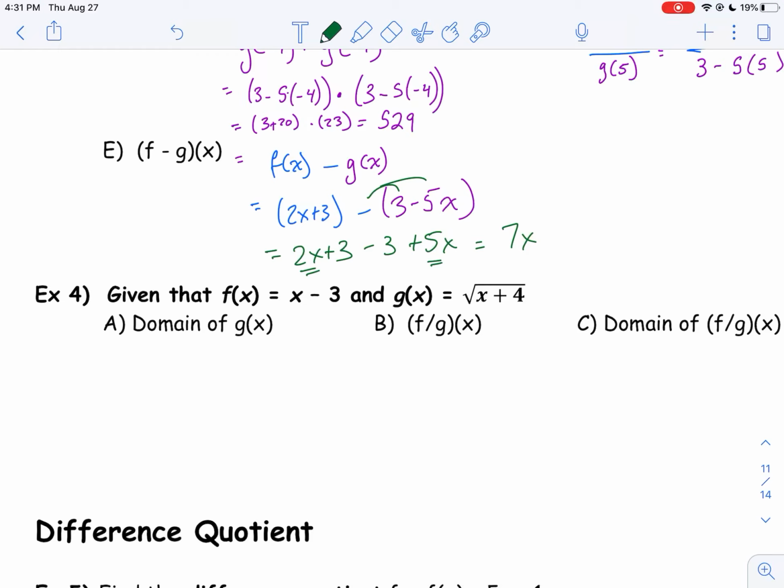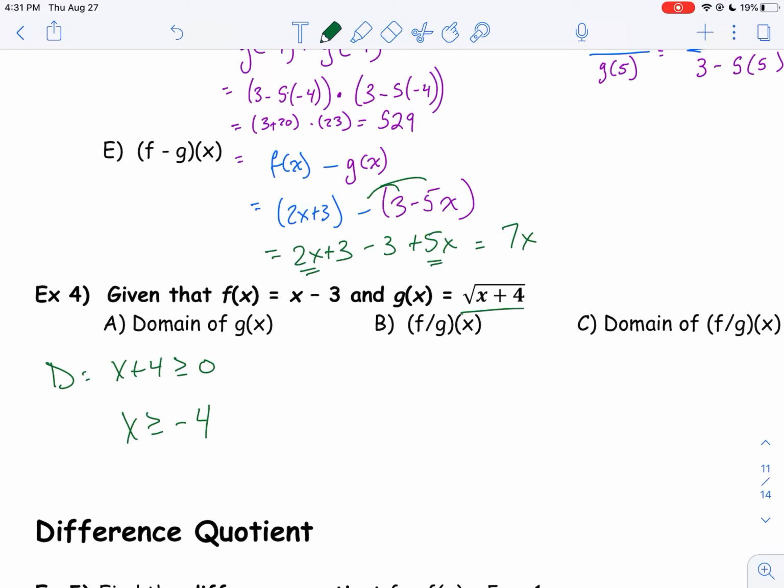X values. Domain of g of x. If you look at g of x, what has to be true about that? Well, hopefully you're thinking x plus 4 has to be greater than or equal to 0. We can't have any negatives in there. So the domain here is x is greater than or equal to negative 4.